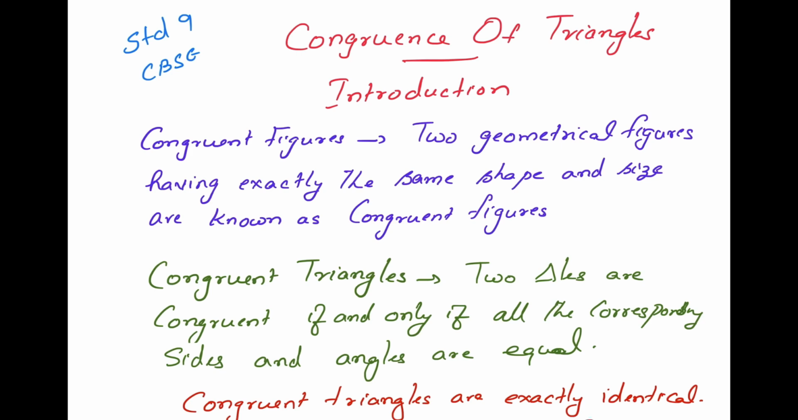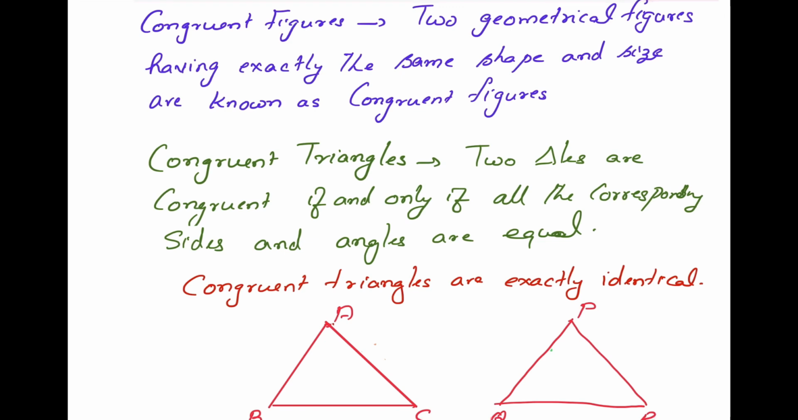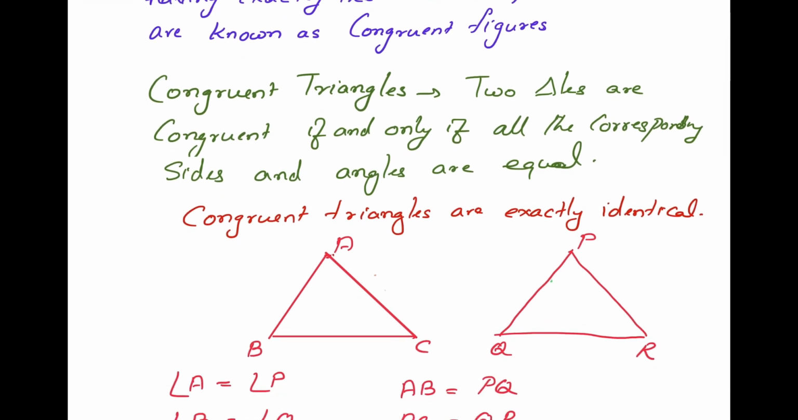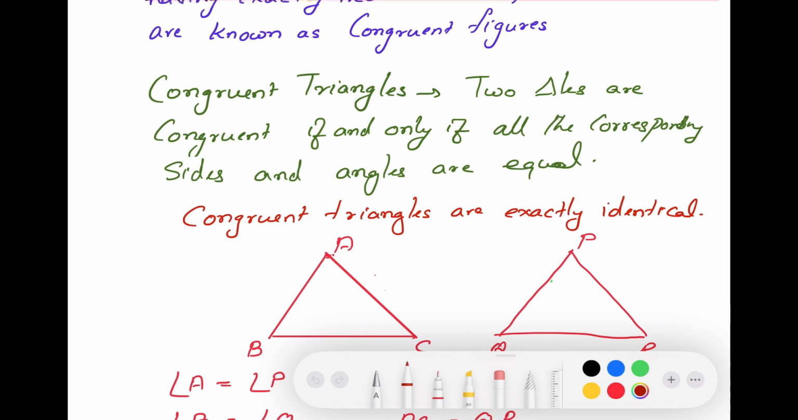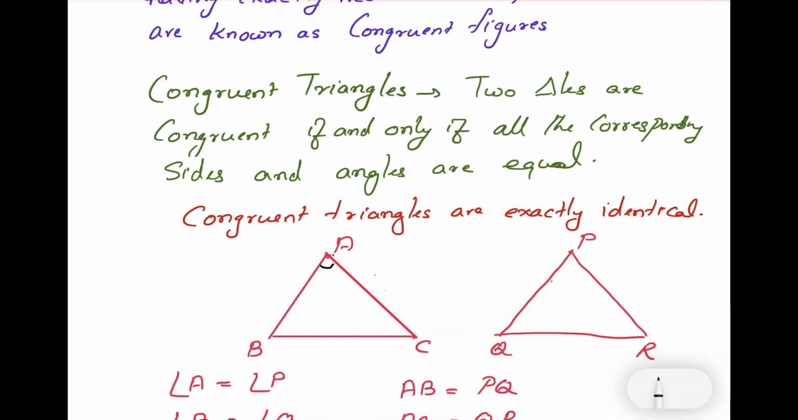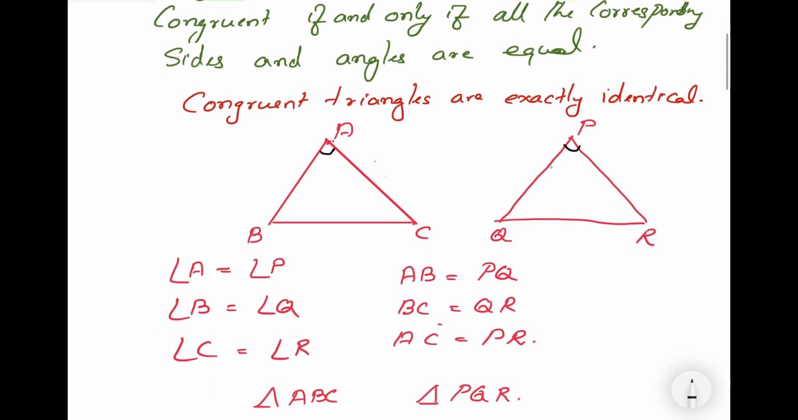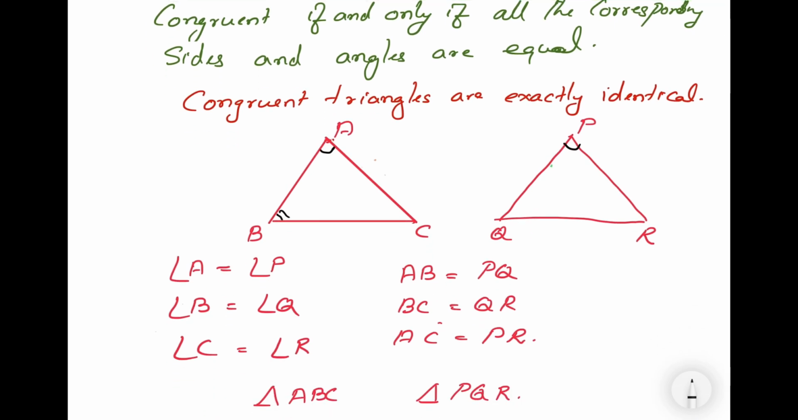Now we are going to learn about the congruent triangles here. Two triangles will be congruent if and only if their corresponding sides and angles are equal. That means they are exactly identical. For example, if you have a triangle ABC and PQR, then angle A will be equal to angle P, angle B will be equal to angle Q, and angle C will be equal to angle R.